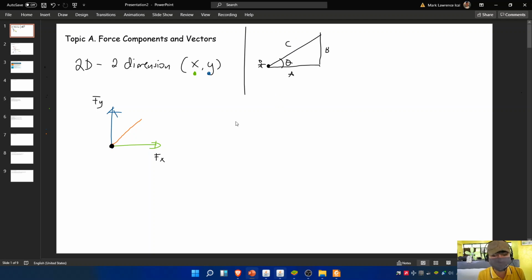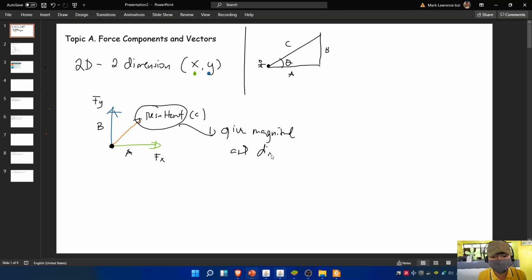Now, in this case, this is the A, this is the B, and the resultant is what we call C. Now, the resultant gives us the magnitude and direction of the particle. Okay, the direction, and so it gives us the magnitude and the direction of the particle.